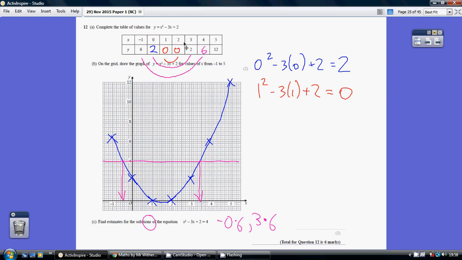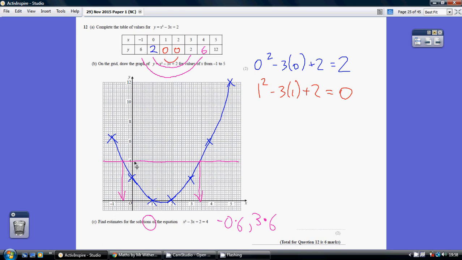So these two values here, well, we're going to need to work out one of them, and then by symmetry the other will be the same. So when x is 1, we substitute 1 into this. 1 squared, take away 3 lots of 1, add 2, which gives us 0. So when x is 1, y is 0. And as I said, by symmetry that will also be 0.